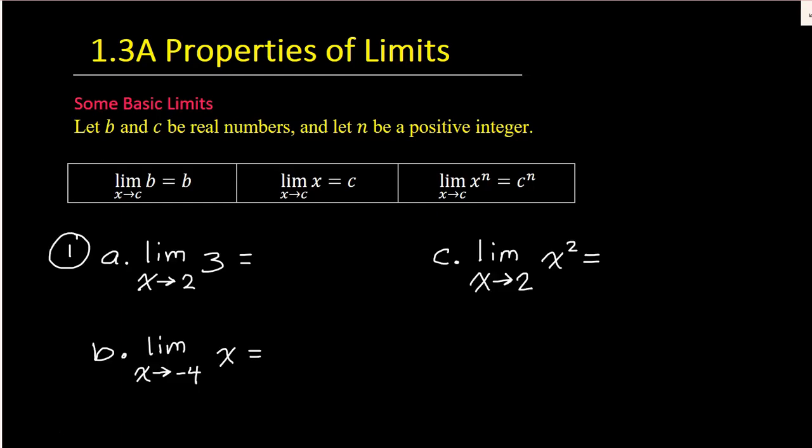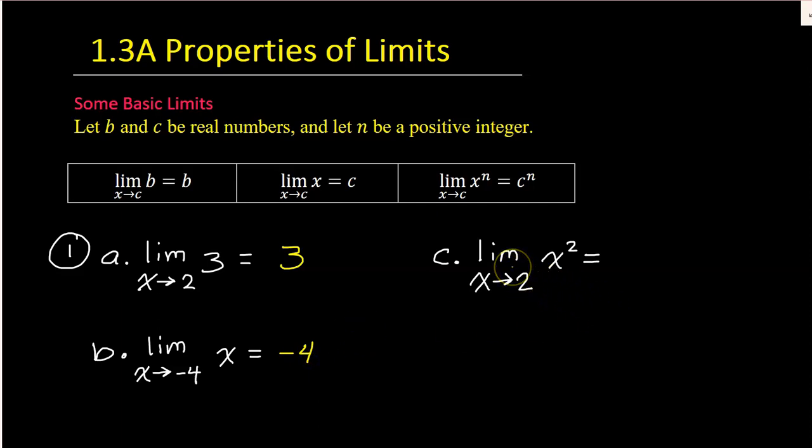All right, let's look at a few examples. If we want to take the limit of 3 as x approaches 2, the x approaches 2 part doesn't even really matter. The limit of a constant is just going to be that constant. Now, if I want to find the limit of x as x approaches -4, I can just do direct substitution, just plug in -4 for x, and the limit will be -4.